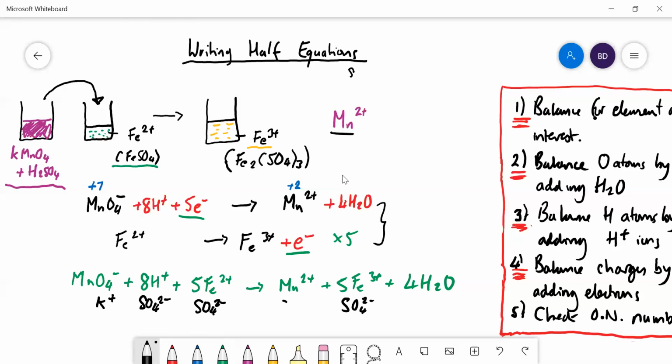And there'll be a sulfate for the manganese, so you form manganese 2 sulfate. You form iron 3 sulfate. What happens to the potassium? Well, you will end up with some potassium sulfate as well on that side. But we won't bother writing that final equation down.